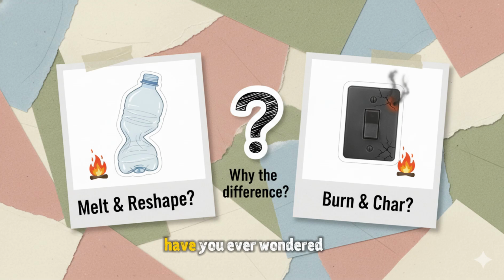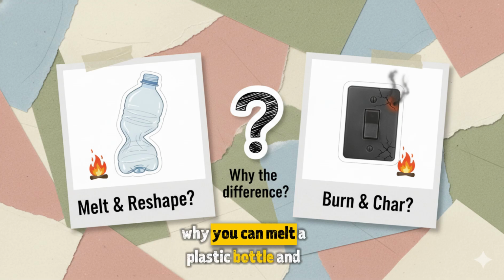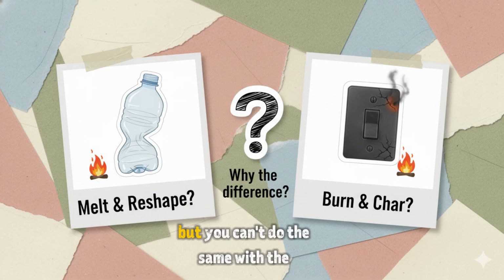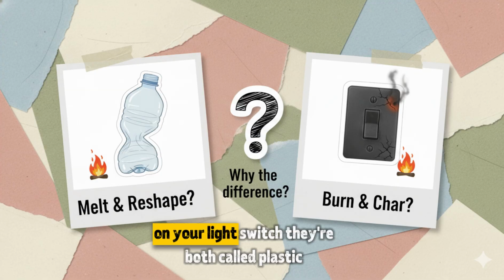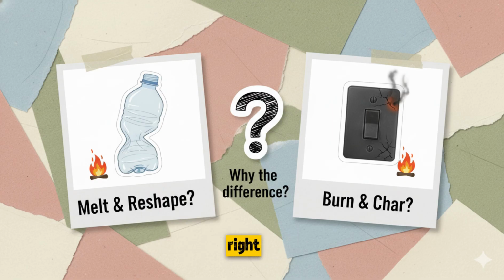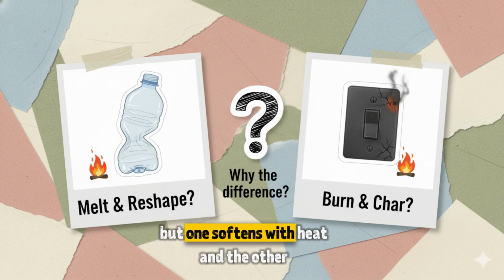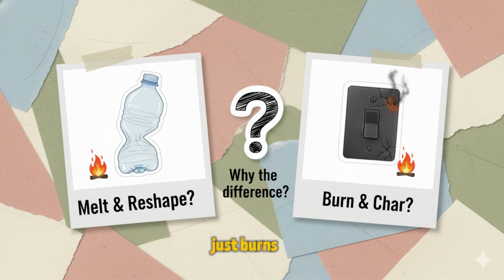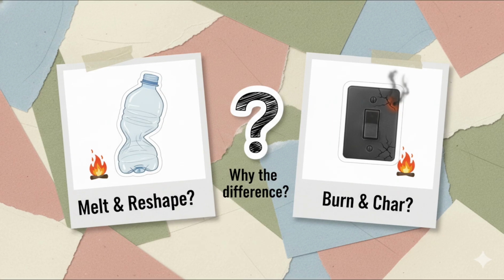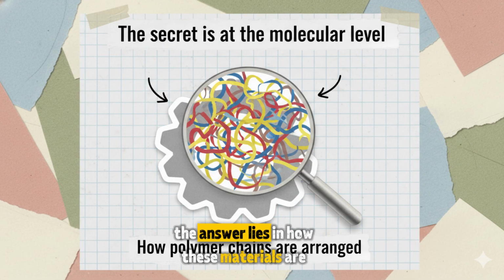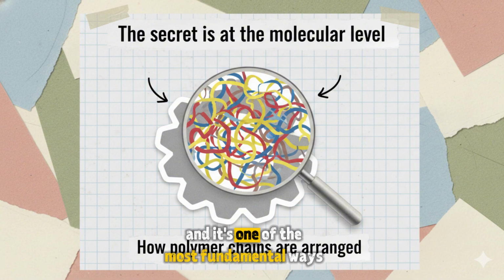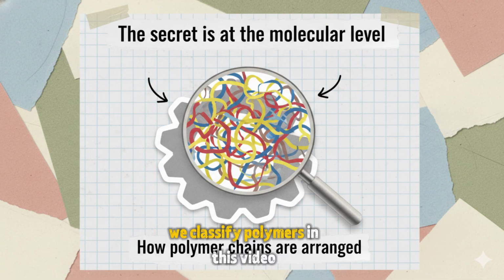Have you ever wondered why you can melt a plastic bottle and recycle it, but you can't do the same with the plastic on your light switch? They're both called plastic, right? But one softens with heat and the other just burns. What's going on here? The answer lies in how these materials are built at a molecular level, and it's one of the most fundamental ways we classify polymers.